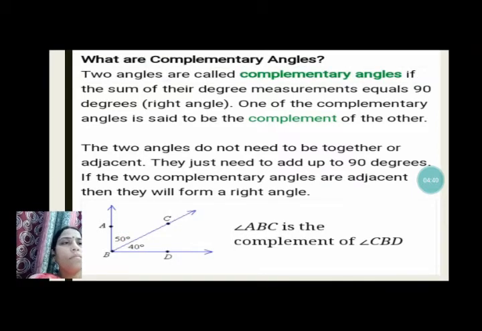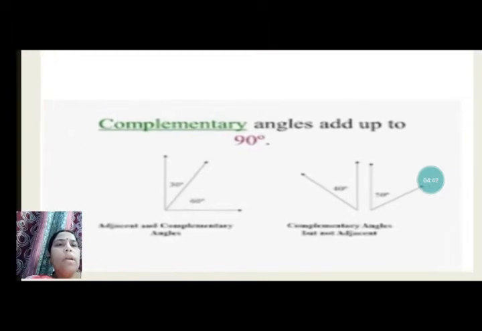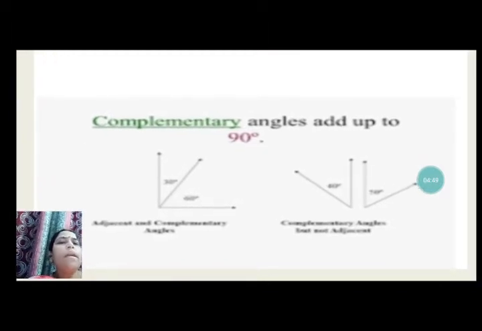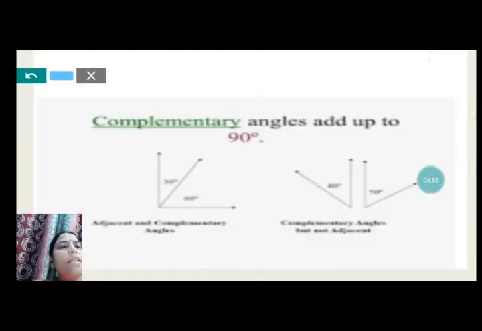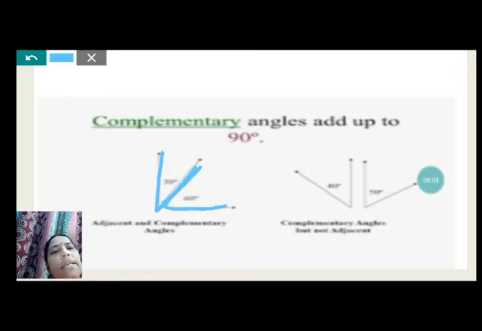Now see, complementary angles add up to 90 degrees. So here, adjacent and complementary, how? What I said, when the angles are joined to each other, they are adjacent angles. Like this 30 degrees is joined to 60 degrees. That means this 30 is adjacent to this. So adjacent and complementary angles.